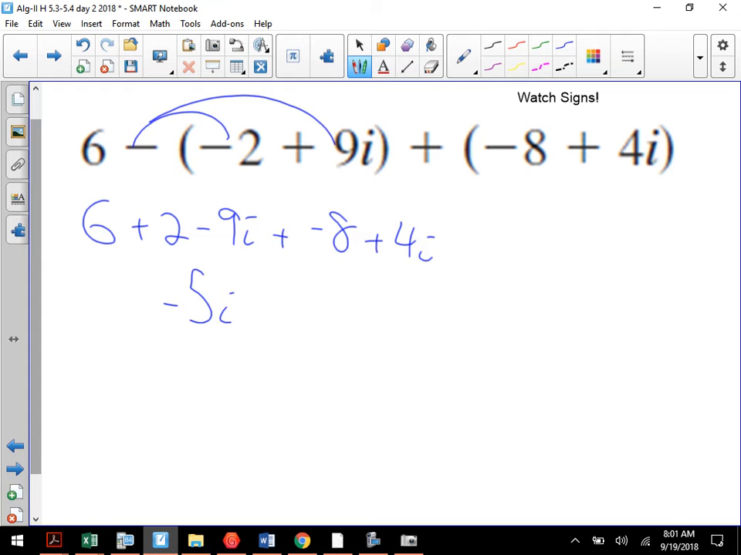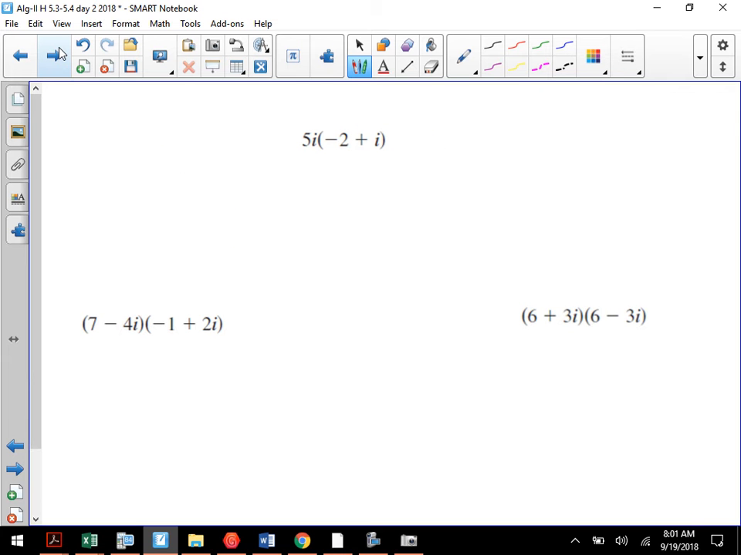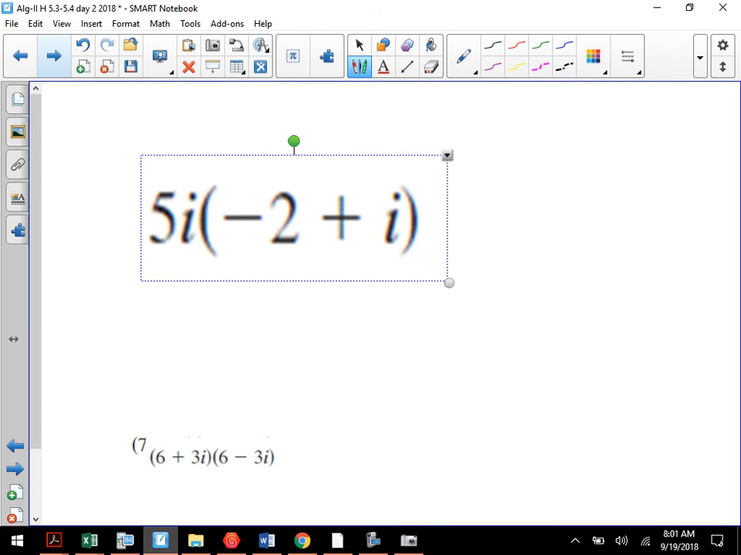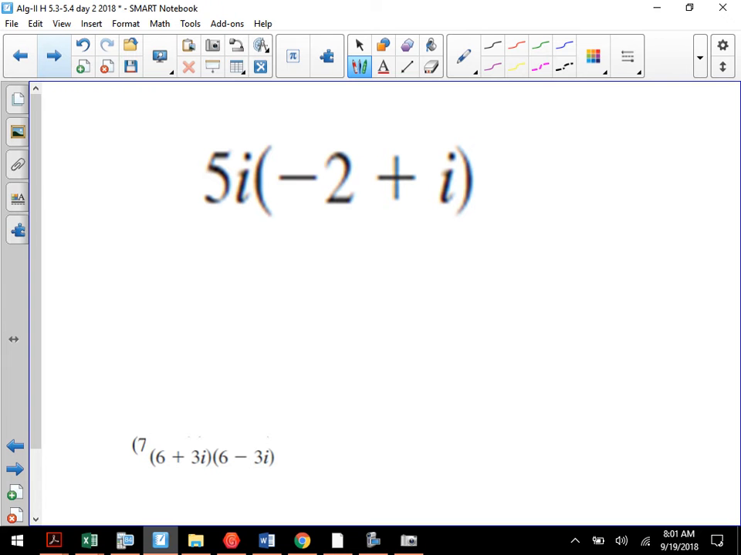Again, it's a lot of combining like terms. Watch the signs as you distribute the negatives. That's really about it. What gets weird is when we have to multiply. When we have to multiply and worry about things, that's where you're going to get an extra step. And you'll see where I'm getting at here real fast. So if I have 5i times the quantity negative 2 plus i, I need to remember, again, distribute.